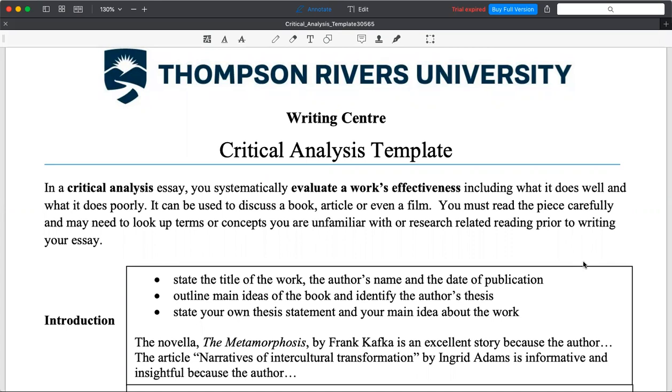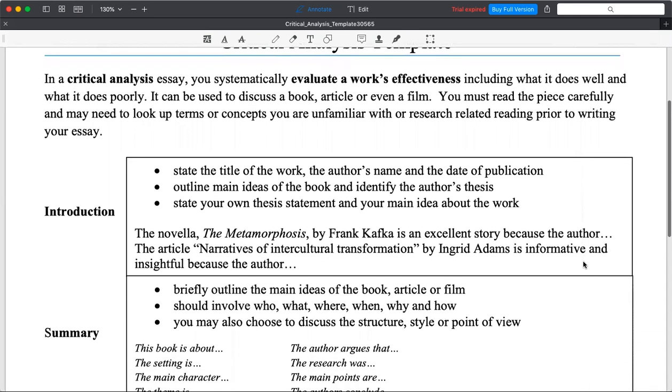Let's begin. In the critical analysis essay, you are supposed to evaluate how effective your work is. Basically, you need to know what works best and what does not work very effectively. In order to analyze a book or article or any kind of film that you watch, you must read the piece carefully, make sure that you familiarize yourself with the unfamiliar topics, and research, so you read more through it.